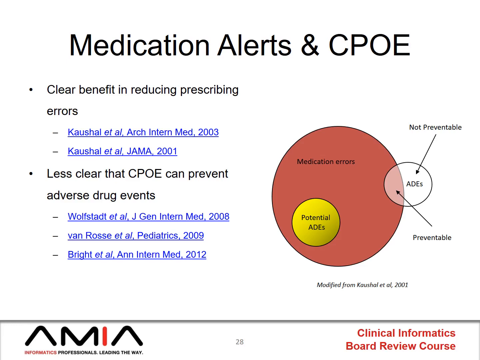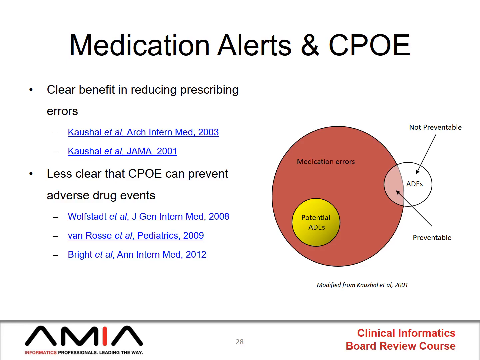And it may be the case that we're reducing the potential adverse drug events, the yellow circle, through these interventions, but we're not really able to reduce the preventable ones, or that we may be shrinking the universe of all medication errors, but because preventable adverse drug events are so uncommon, we're not showing any statistical power. We're not seeing the reduction in those preventable ADEs.